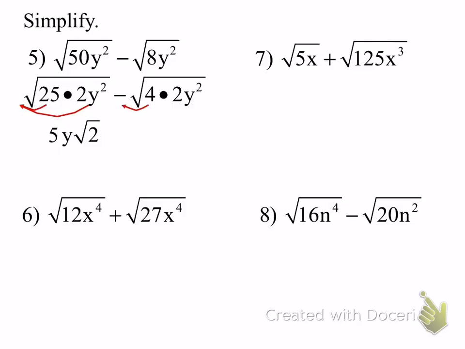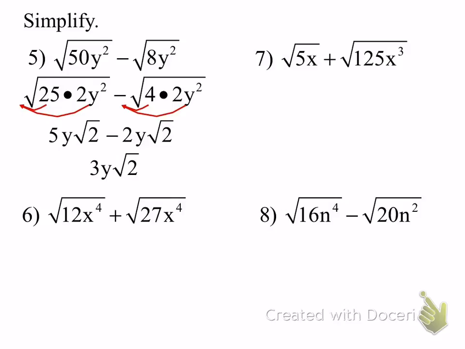Now, the only way you can combine those coefficients is if they're exactly the same and the radicals are exactly the same. So 5y minus 2y make how many y? 3y radical 2. So do you see the coefficients in this case now have to be the same? And so does the radical. Okay, what about the next one?